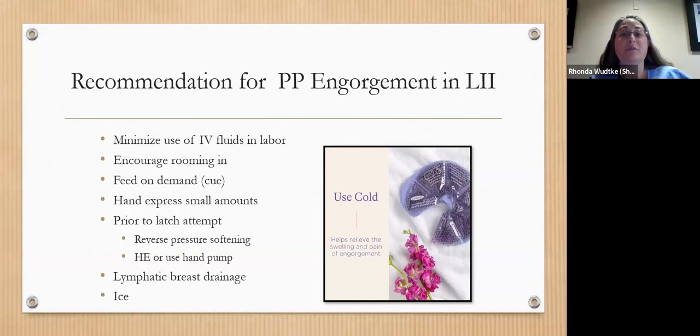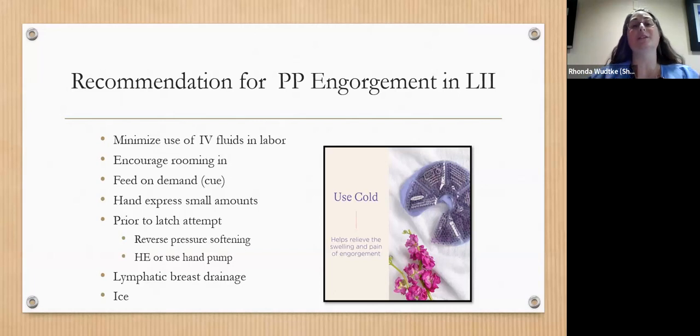If we need to remove some milk to help the baby get latched on, or to make the parent more comfortable, we actually would prefer to do it with hand expression, because we're going to use smaller amounts. Parents are not as inclined to continue to be hand expressing for 15, 20 minutes. They are going to hand express for a shorter period of time, therefore removing less milk, therefore not adding to that possibility of hyperlactation. We also could do reverse pressure softening.